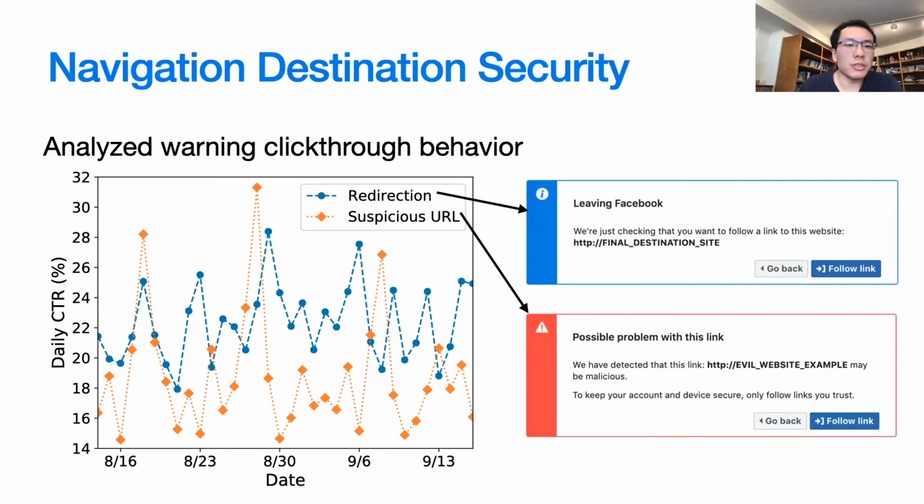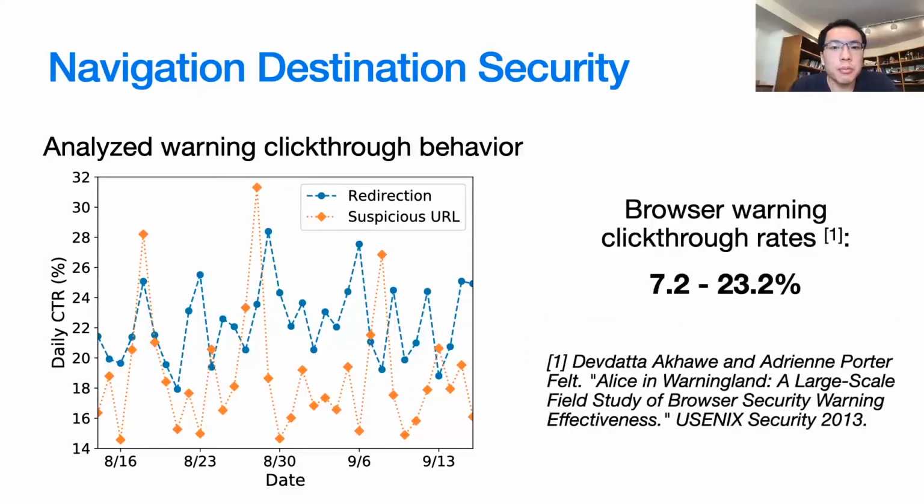Compared to modern browsers and modern browser interstitials, prior work showed that for Chrome and Firefox, the browser warning click-through rates were between 7 and 23%. So while there's some small difference here, overall we see that for link shim warnings, users are adhering to them similarly as they do to browser warnings themselves.